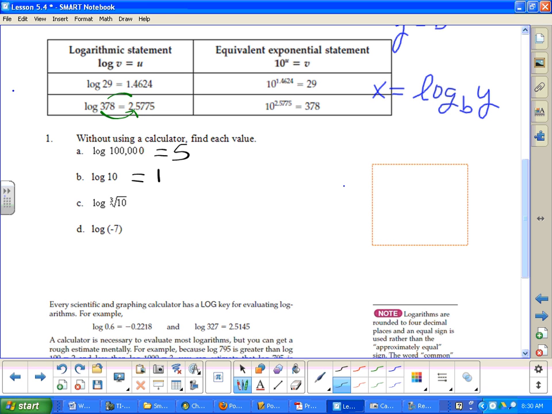Letter C, I'm going to change that to exponential form first of all. So the cube root of 10 is the same as 10 to the 1/3 power. So then this is just equal to, look at Caleb go. All right. Very good, Caleb.